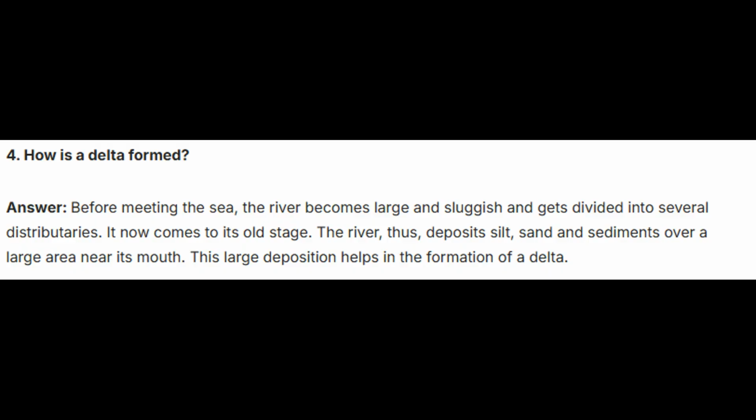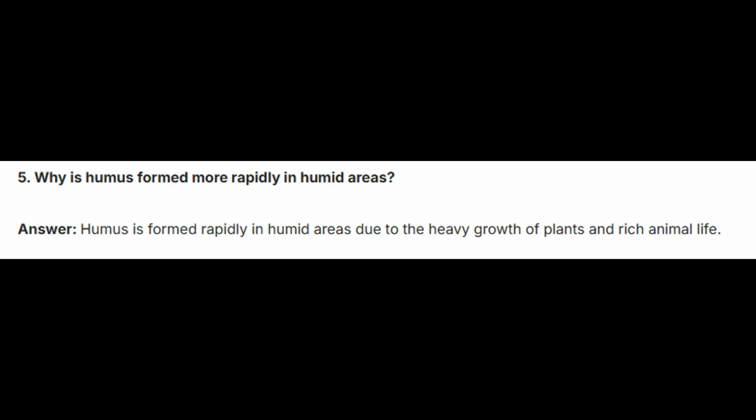Fourth, how is a delta formed? Answer. Before meeting the sea, the river becomes large and sluggish and gets divided into several distributaries. It now comes to its old stage. The river thus deposits silt and sediments over a large area near its mouth. This large deposition helps in the formation of a delta. Fifth, why is humus formed more rapidly in humid areas? Answer. Humus is formed rapidly in humid areas due to the heavy growth of plants and rich animal life.